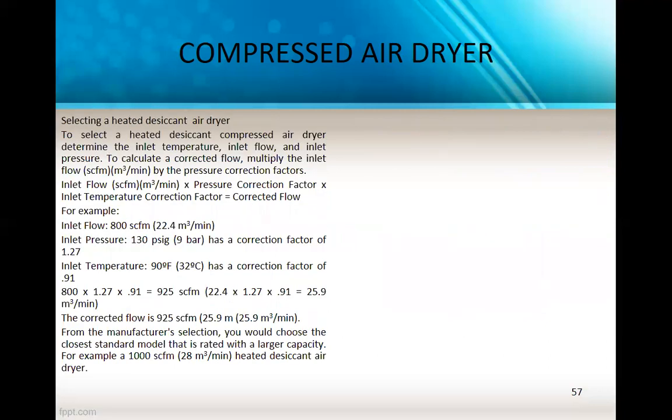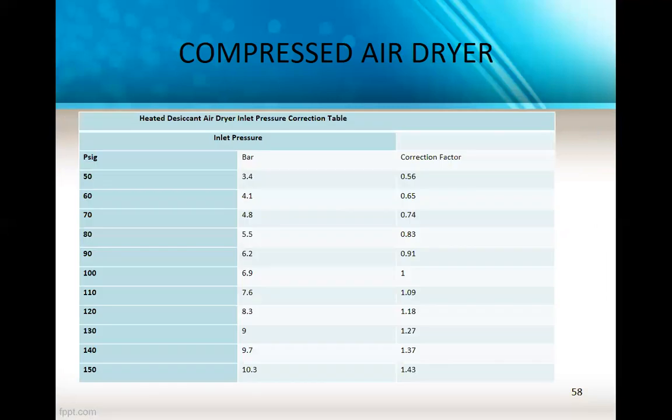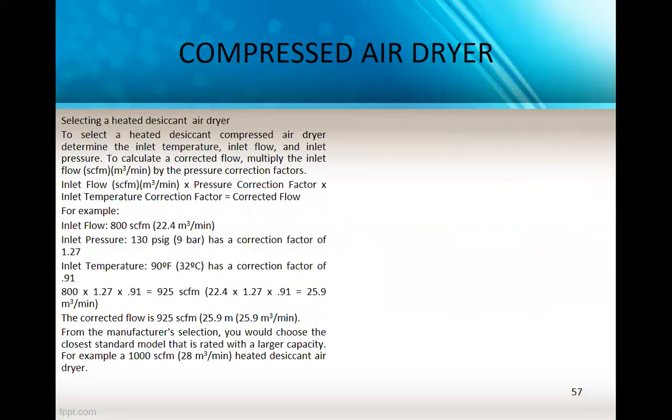Selecting a heated desiccant air dryer. To select a heated desiccant compressed air dryer, determine the inlet temperature, inlet flow, and inlet pressure. To calculate a corrected flow, multiply the inlet flow by the pressure correction factor, so inlet flow times pressure correction factor times the inlet temperature factor. This is now the corrected flow.